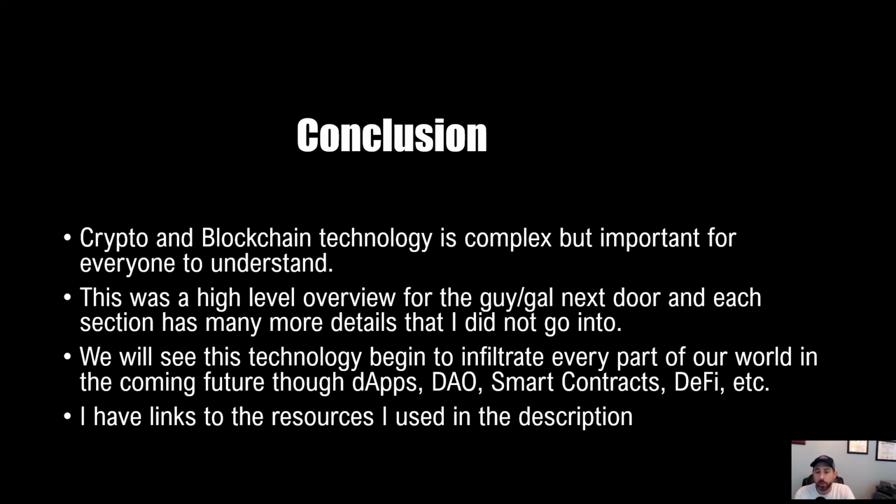I believe that we will see this technology more and more begin to infiltrate every part of our world, especially through dApps and DAOs and smart contracts and DeFi, and who knows what else is around the corner. NFTs are out there, all kinds of stuff. So I think it's really important that we are aware of this stuff and participating in it, to be honest. Obviously know the risks involved too. There's a lot of shady stuff going on in the space, but there's a lot of good stuff going on in the space too.